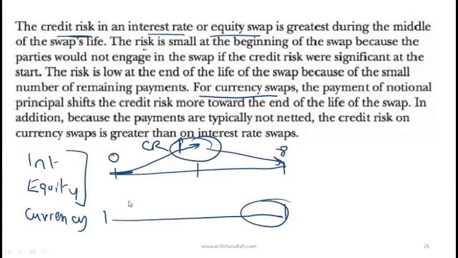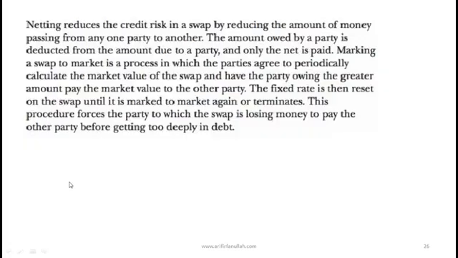Okay, so the two points to remember with currency swaps: credit risk is higher towards the end, and in general the credit risk on currency swaps is greater than the credit risk on interest rate swaps. Netting reduces the credit risk in a swap by reducing the amount of money passing from any one party to another. The amount owed by a party is deducted from the amount due to a party, and only the net is paid. So all they've done is define netting.